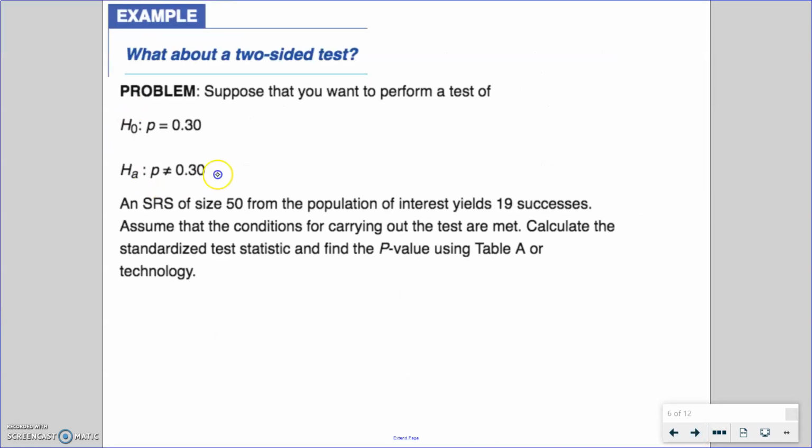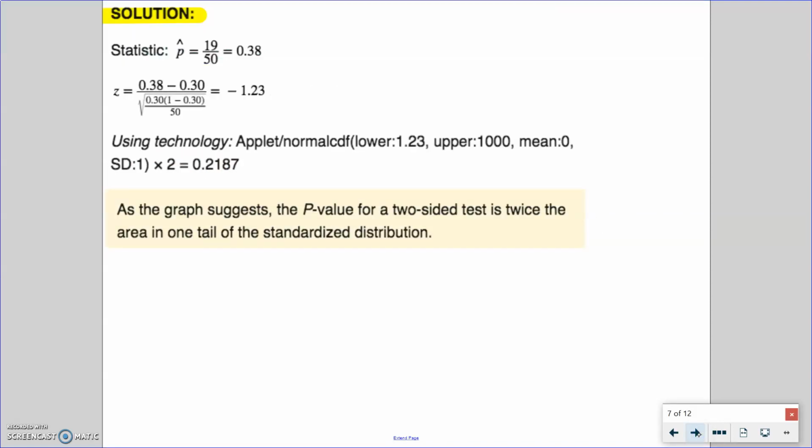Notice how the alternative has p is not equal to 30%. We got a simple random sample, 19 successes out of 50, so there's our p-hat. We're going to calculate the p-value and do everything in the table. I'm doing this part quickly because I've already gone over it. I just want to show you the big difference between the two-sided versus one-sided. You find your p-hat, you find your z-score, and here's the only difference.